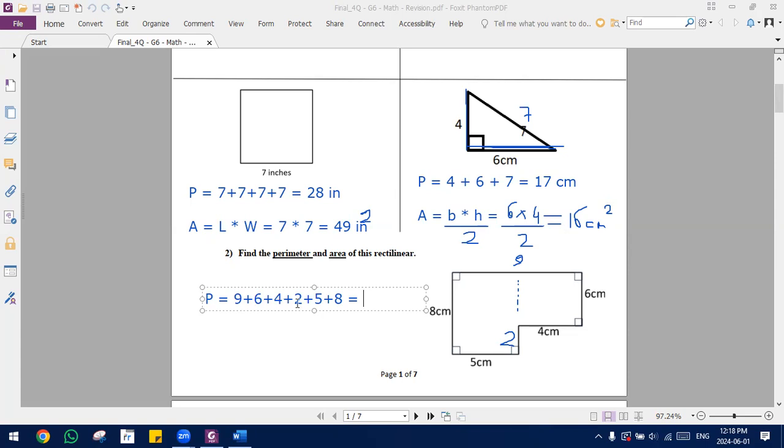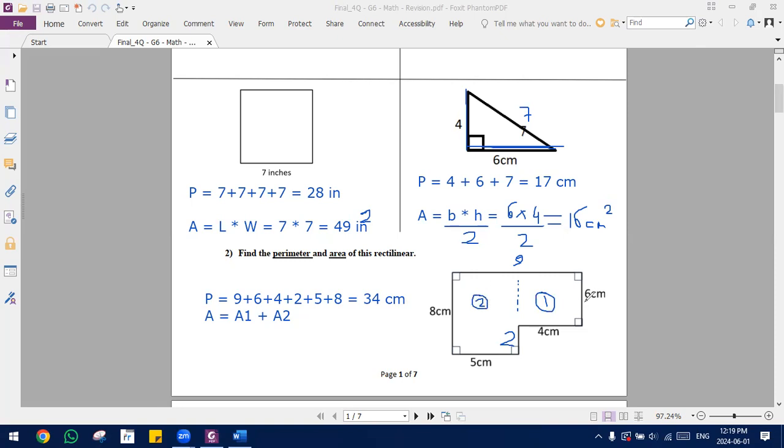15, 19, 21, 26, 34. And the unit is centimeter. Now for the area, I will say area 1 plus area 2. What does that mean? I will do it inside the shape. This is area 1. This is area 2.